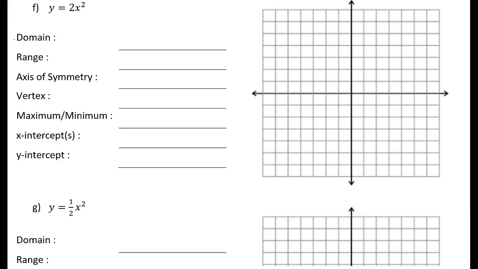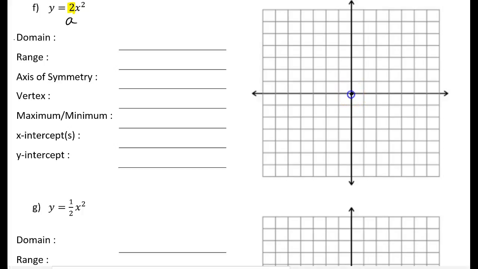F changes what we're looking at again. So we no longer have that constant value inside our parent function, not inside the brackets, but instead we do have a constant out in front of the x squared. So that's our coefficient. That's the word we use to describe it. And our coefficient is a. 2 is bigger than 1, so that means that it's going to stretch our graph. 2 is also positive, which means we're still going to have our graph opening upward.